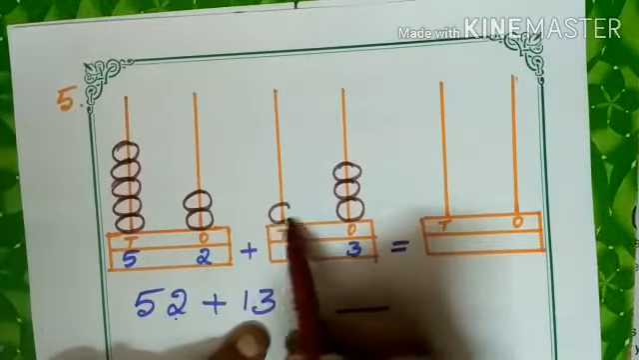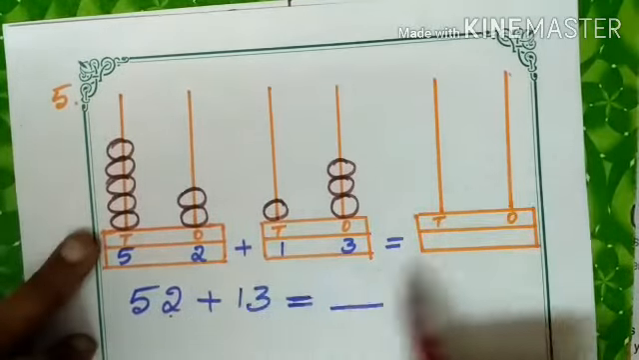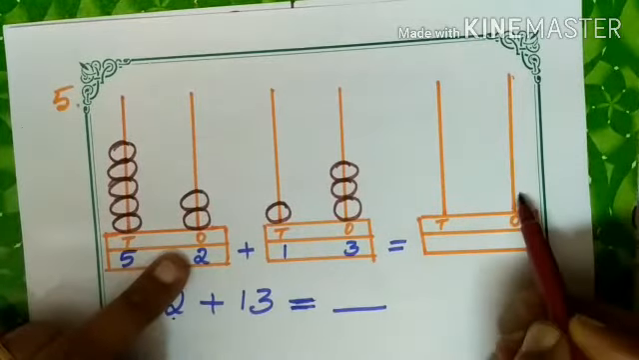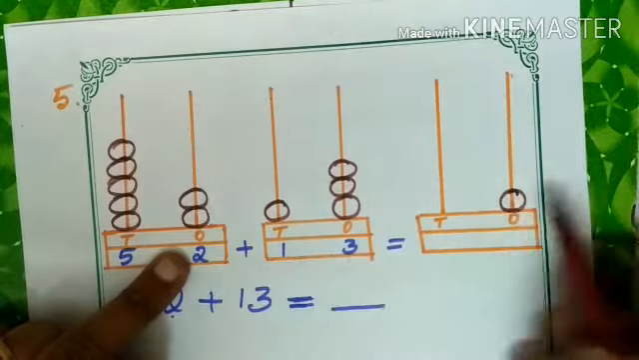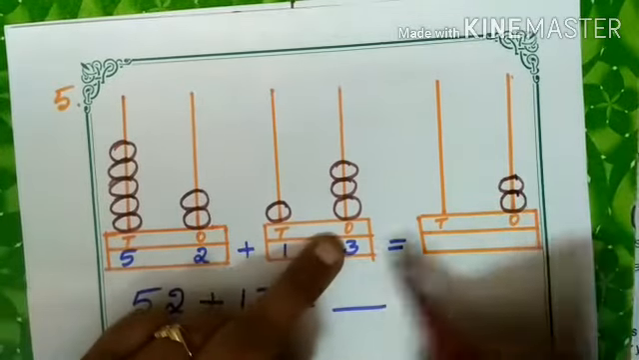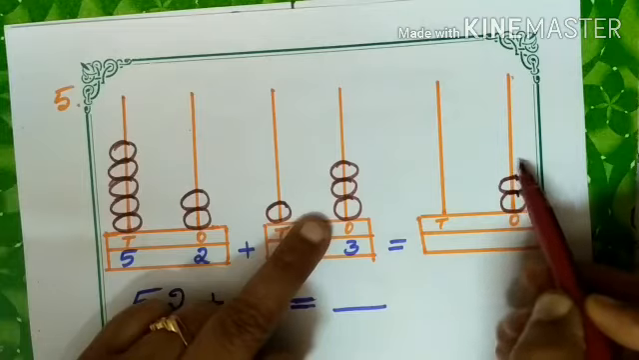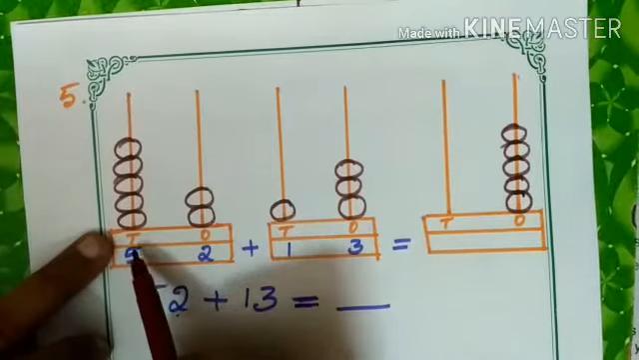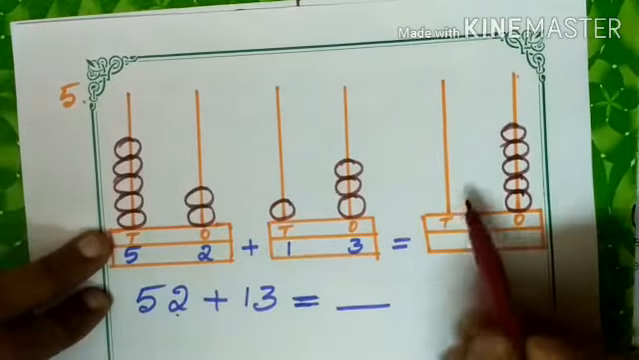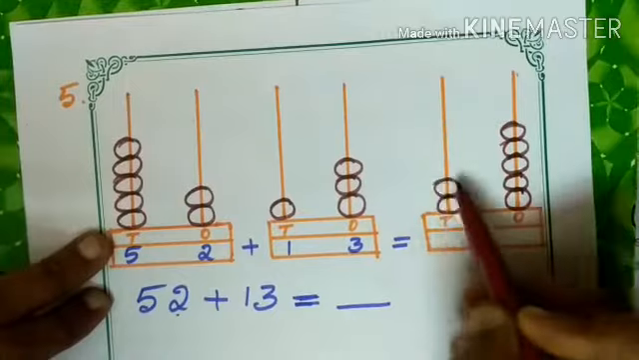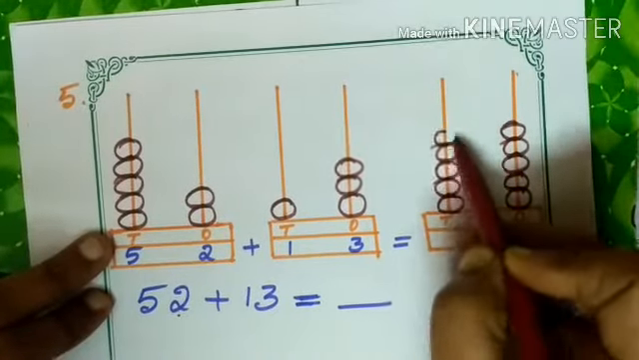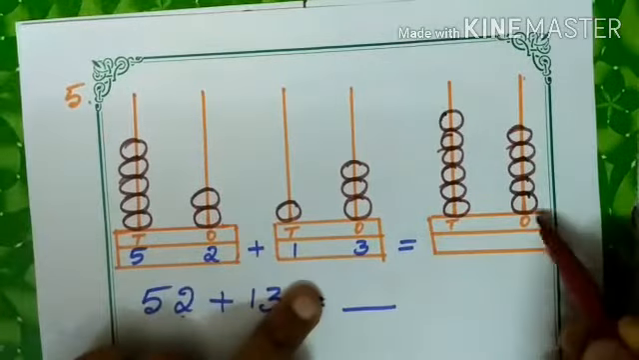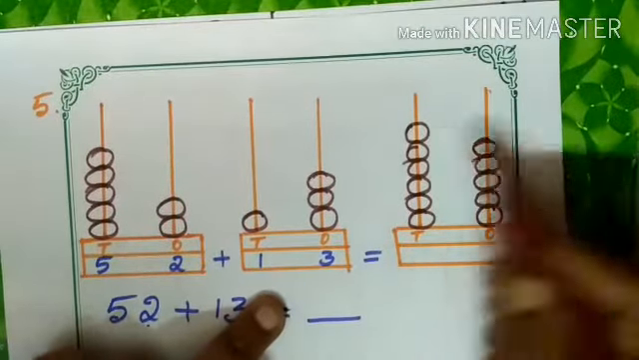Here in 1's place, only 1 bead is there. Now we have to find out the total number of beads. Here in 1's place, how many are there? Yes, 2 beads are there. 1, 2. We will write 2. And in this one, 1's place, 3 beads are there. 1, 2, 3. Now let us move to the tens. Here 5 beads are there. Right? 5 beads. 1, 2, 3, 4, 5. In this tens place, only 1 bead is there. 1. Now you count how many beads are there all together.